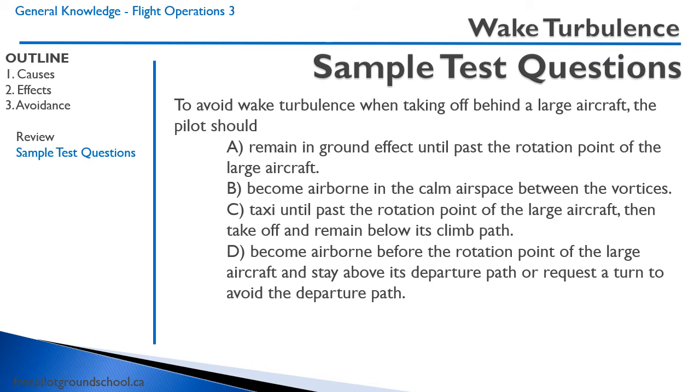No, that's a bad idea because you're going to go right through the wake turbulence. B, become airborne in the calm space between the vortices. There's not really a calm space between the vortices. C, taxi past the rotation point of the large aircraft, then take off and remain below its glide path. No. D, become airborne before the rotation point of the large aircraft and stay above its departure path, or request a turn to avoid the departure path. D is correct.